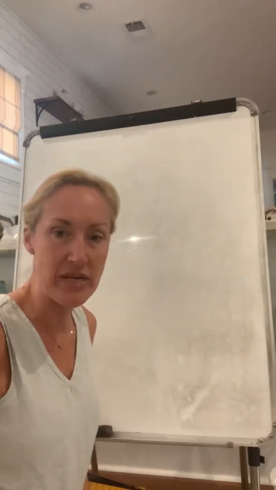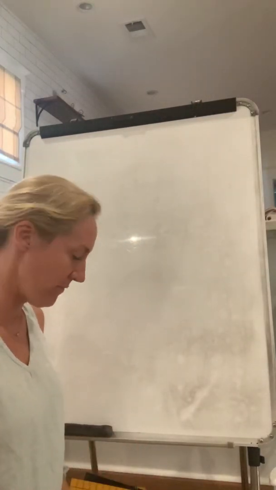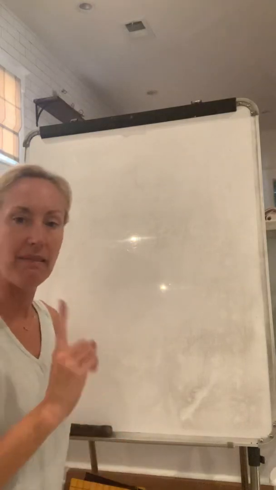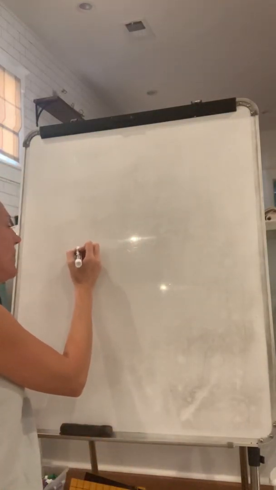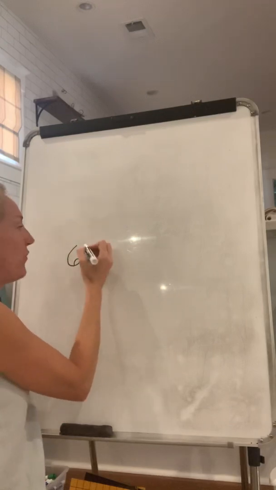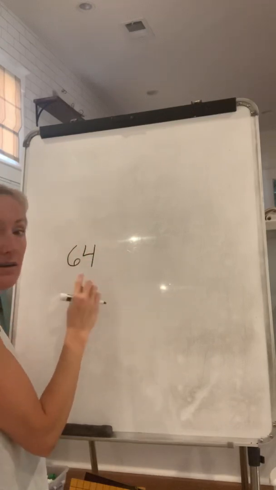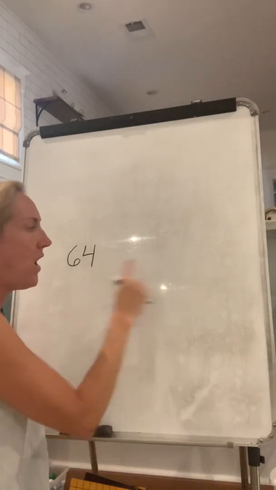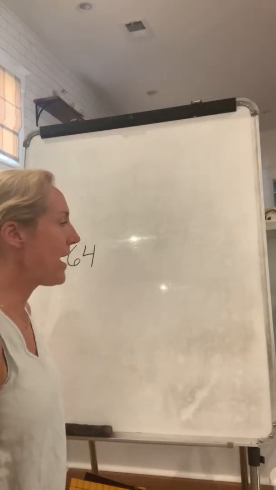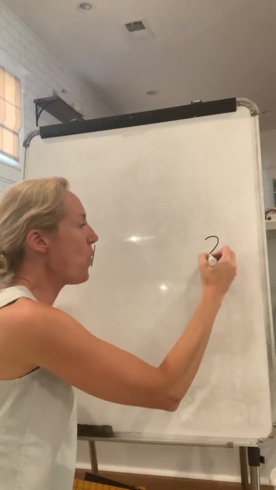And I want to focus today on our comparing of numbers. Okay. So on the left side of your board, I want you to write down the number 64. Put that on the left side, 64. On the right side, I want you to write the number 29.